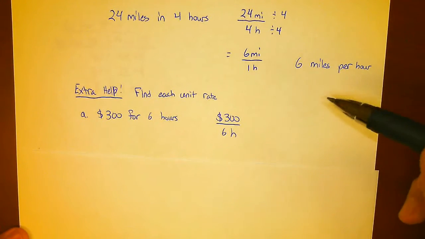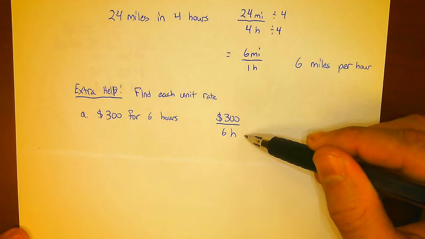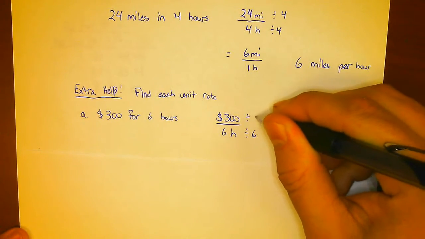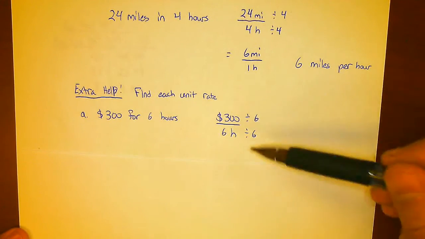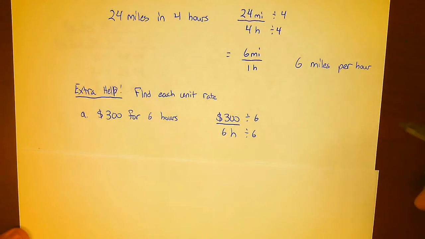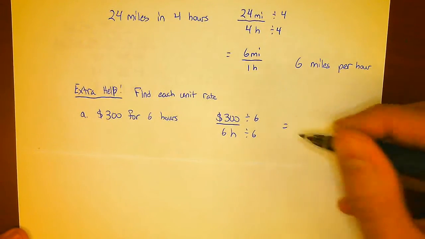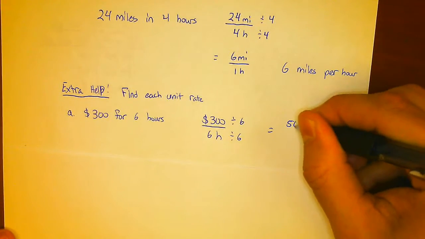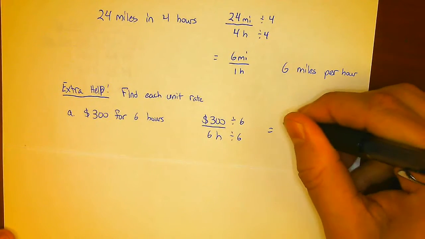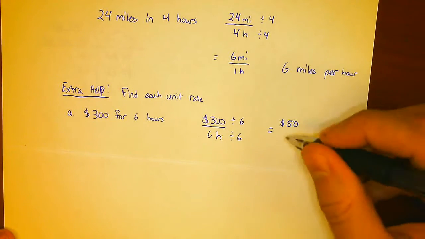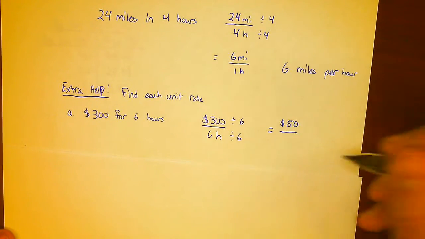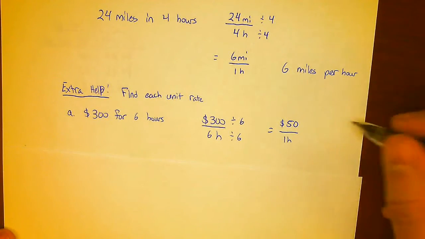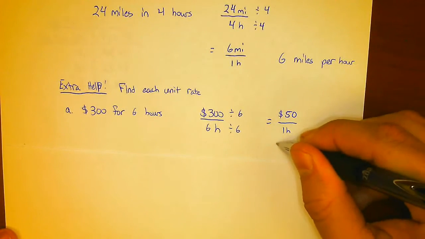Just like in the last one, take the denominator and divide it by itself. Do the same thing to the numerator. That way we can get the denominator down to 1. Now, 300 divided by 6 is 50. It would be $50. 6 hours divided by 6 will leave you with 1 hour. Alright, so your answer should be $50 per hour.